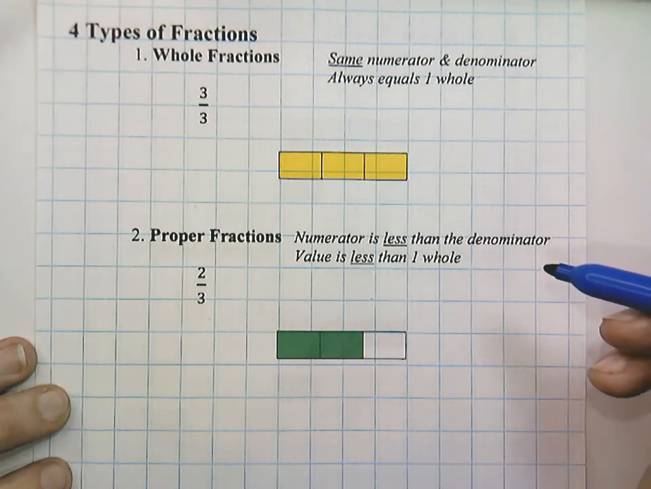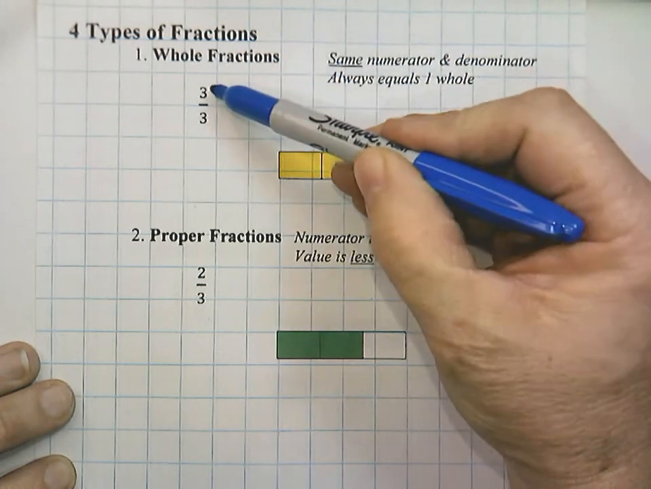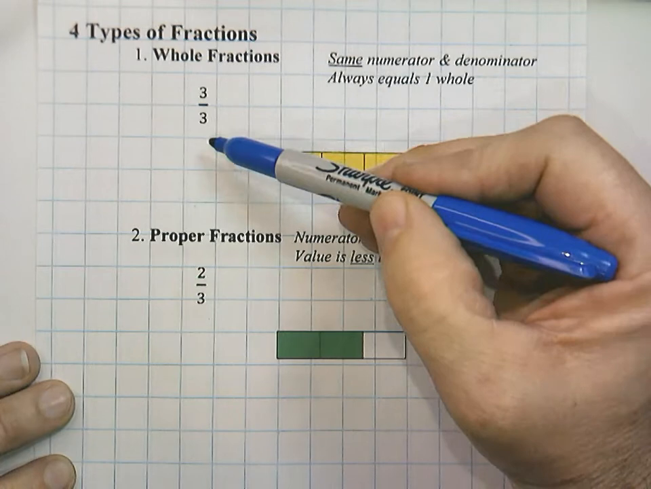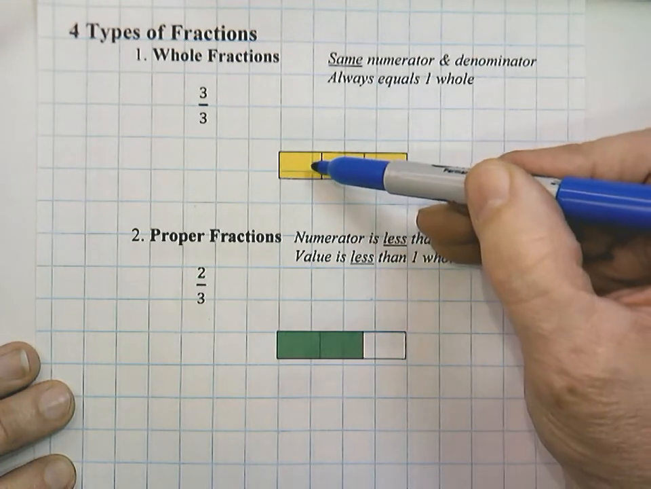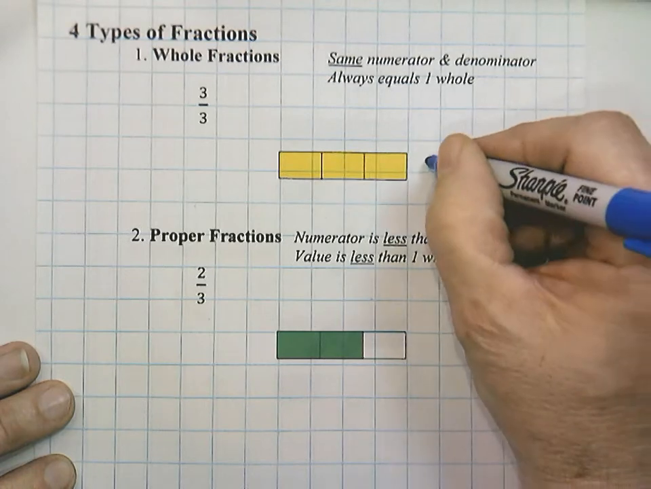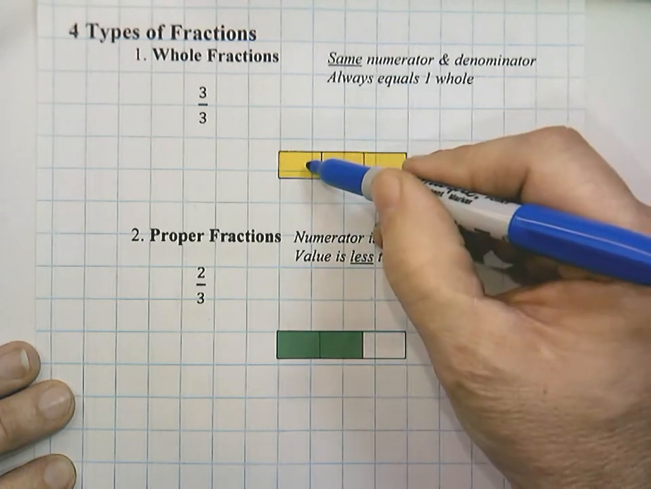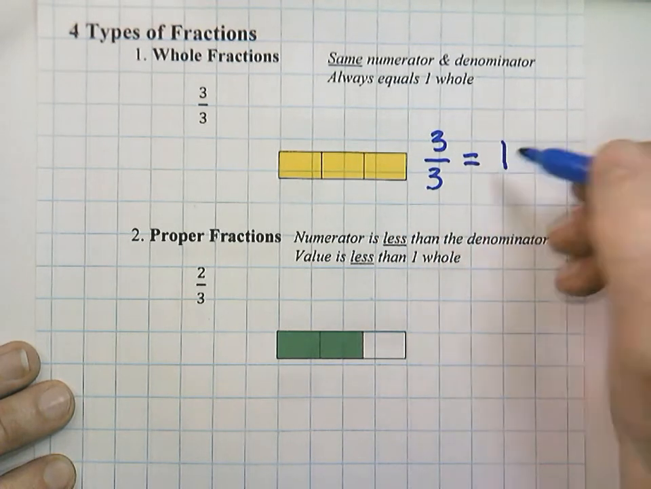There are four kinds of fractions. Whole fractions are fractions that have the same numerator and denominator, in this case 3/3, and they always are equal to 1 whole. If you look at our example here, we would say that there are 1, 2, 3 total parts, and 3 are shaded yellow, 1, 2, 3, and that would be equal to 1 whole.